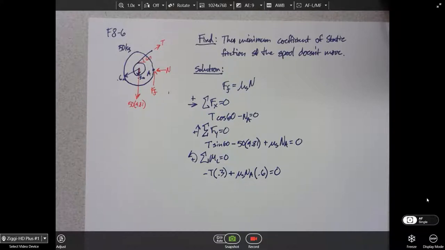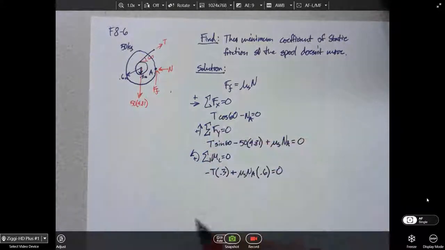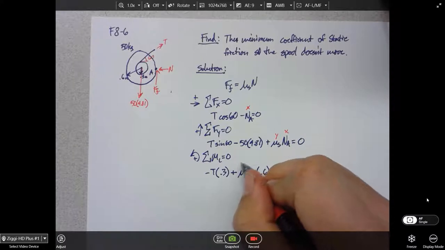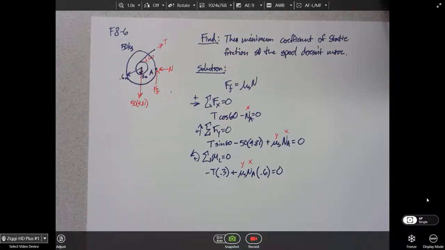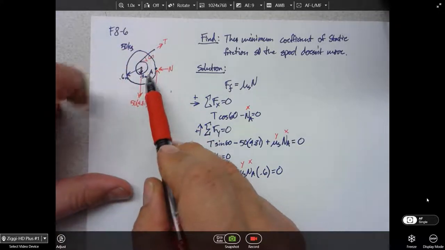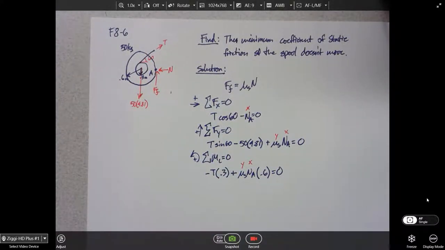And now I have three equations and three unknowns that I can solve for. We can use T as T in our calculator. Let's call it N_A as X, and mu static is Y. It's really hard to see here, but it's the radius of the inner. It's like a spool, and the rope goes to an inner diameter. Okay. Does this get us some answers? Anybody get some answers?